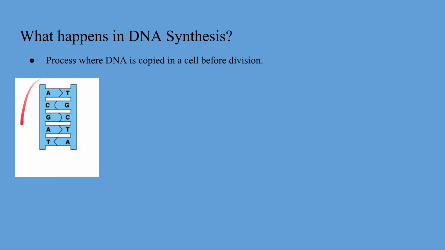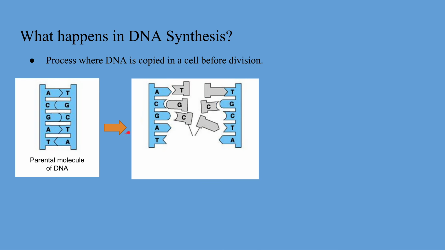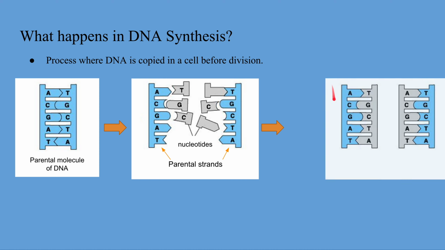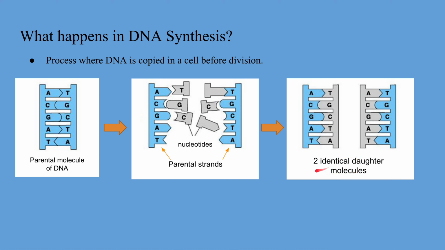This is our original strand. That's where you see ATGC, adenine, thymine, guanine, cytosine. This is what we call the original strand of DNA, also known as the parental molecule of DNA. Now, this gets split apart, and new things are added, which are called nucleotides. And these are, again, the parental strands of DNA. After that, you have two new identical daughter molecules, or two identical DNA strands.